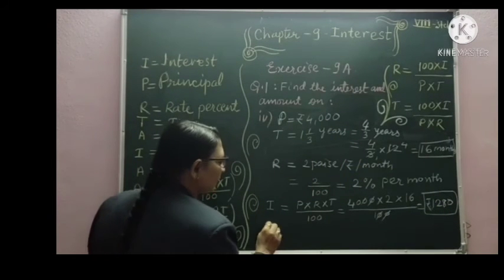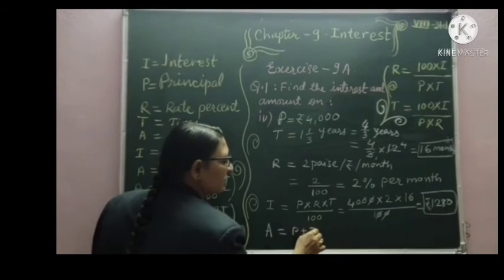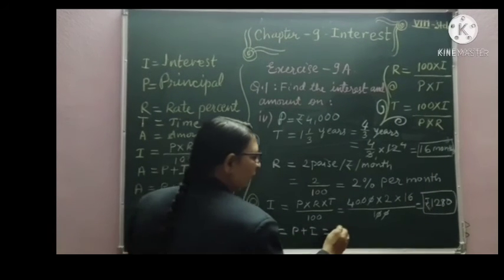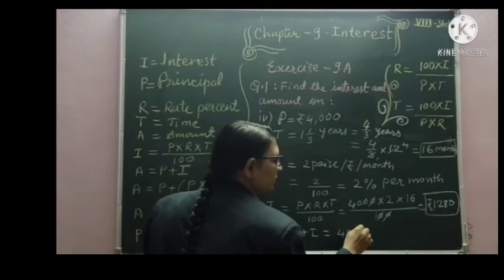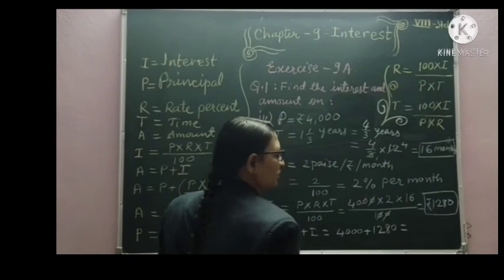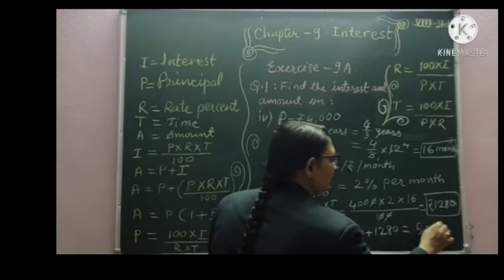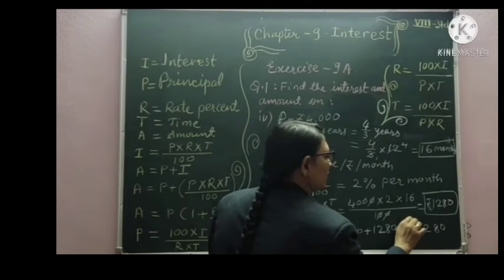Now we have to calculate the amount on it. So amount is equal to principal plus interest. That is equal to 4000 plus 1280. So it is equal to 5280 rupees.